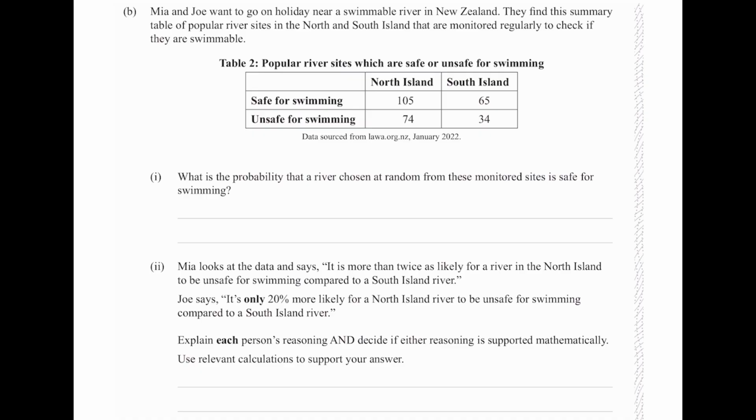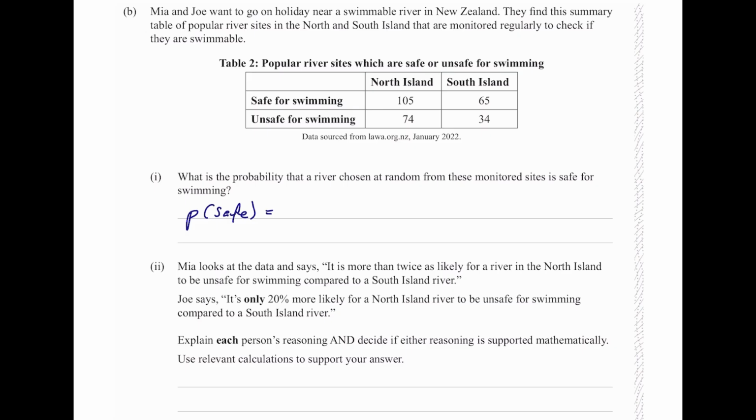Part B. Mia and Joe want to go on holiday near a swimmable river. They find the summary table of popular river sites in the North and South Island. Then they are monitored to check if they're swimmable. So we've got a table here. What is the probability that a river chosen at random from these monitored sites is safe for swimming? So, probability that a river is safe.